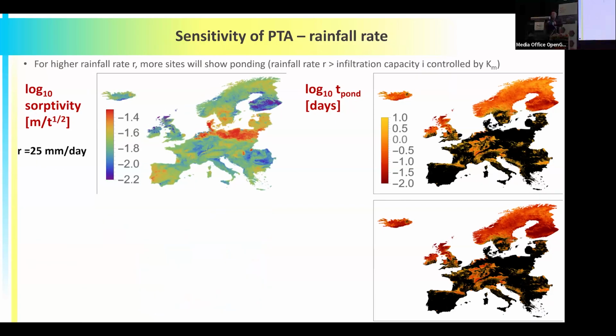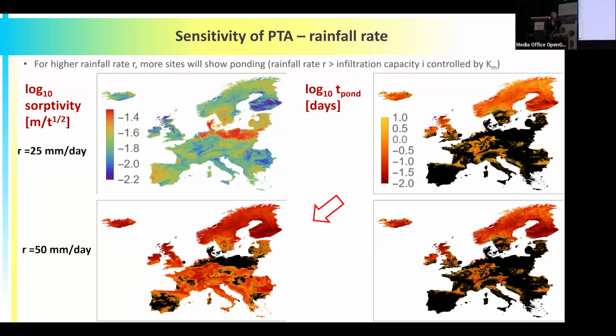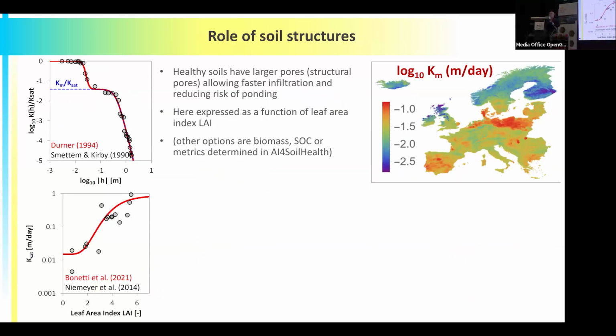Now the second case: we increase the rainfall rate from 25 millimeters per day to 50 millimeters per day. You see that for heavy rainfall events we now have a lot of red area, and the black area where we have no ponding is much smaller. So based on this idea, when there are no soil structures and the flow processes are just controlled by the soil matrix, quite a lot of the pan-European scale is susceptible to ponding.